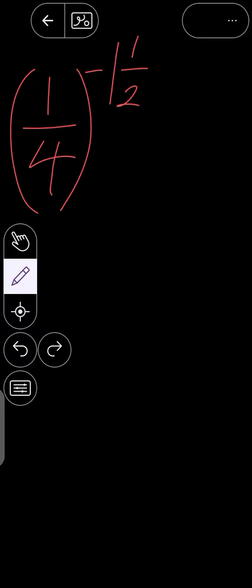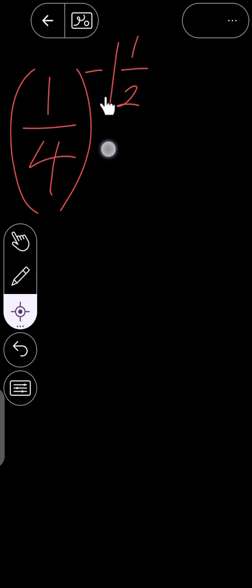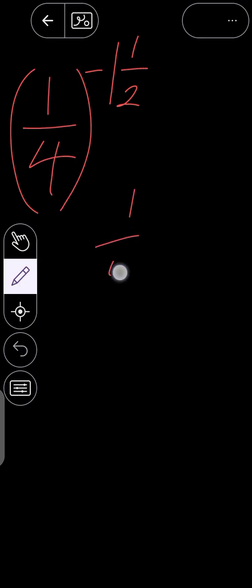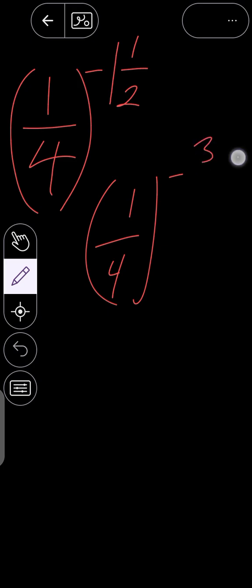Okay, so let's look at this next question. This one has a power with an index that is a mixed fraction. So the first thing you want to do is convert the mixed fraction to what? To an improper fraction. So we are going to say 1 times 2, that's 2, 2 plus 1, that's 3. So that's going to give you 1 over 4, everything raised to power minus 3 over 2. So we have converted that.